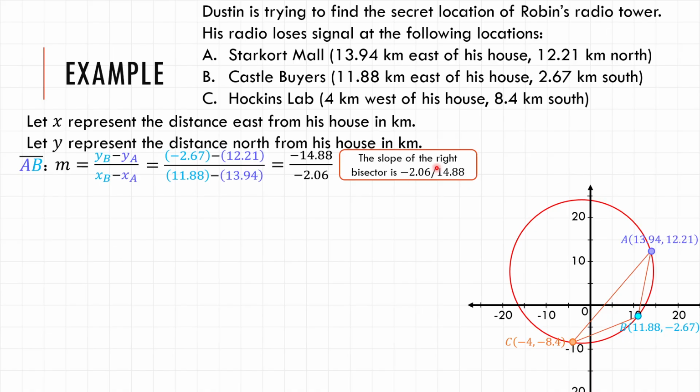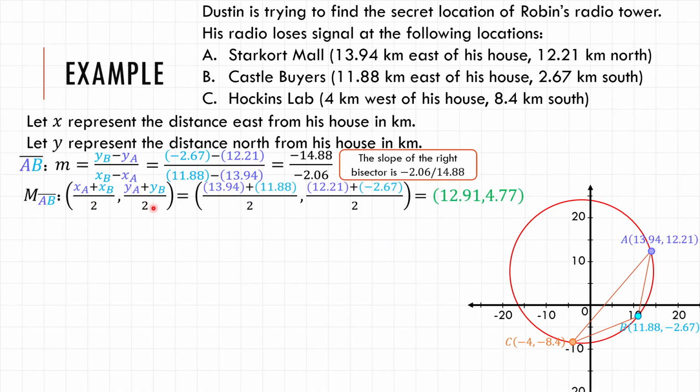Now that I know the slope of the right bisector of AB, I just need to find out the point that it goes through, and because it bisects AB, it should go right through the midpoint. And the midpoint can be found just by averaging the x values and averaging the y values. So if I do that, I'll find the midpoint is right at 12.91 and 4.77.